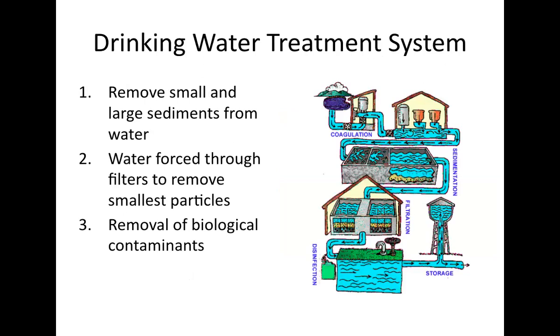The drinking water treatment system removes small and large sediments from the water. The water is forced through filters to remove the smallest particles that they can. And then there's also removal of biological contaminants. So it goes through a series of steps to try to get rid of as many contaminants as possible. Does anybody have questions?